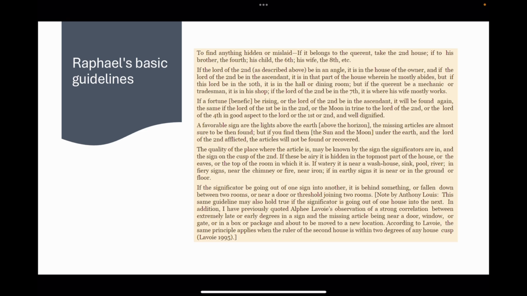And a similar principle applies if it belongs to your child, which your child is represented by the 5th house, so their property is represented by the 6th house, and your spouse's property is represented by the 8th house because it is the 2nd house from the 7th.